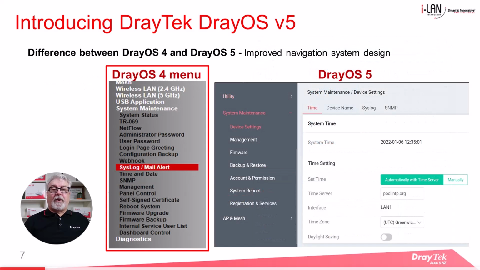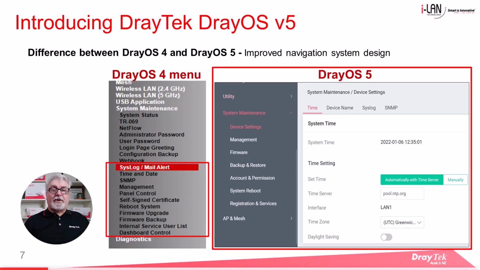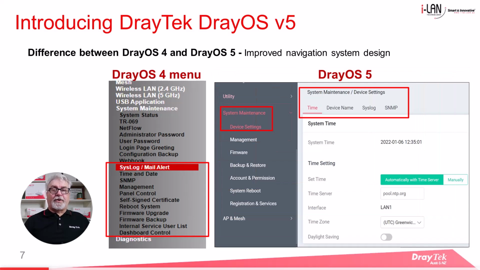In DrayOS 4 routers, the menu options are displayed vertically, with sub-menus displayed vertically below the main menu item. However, in DrayOS 5, menu items in a particular category are grouped and displayed horizontally. In the example shown here, time settings, device names, syslog settings, and SNMP features are located under device settings and displayed in a horizontal format at the top of the menu page.